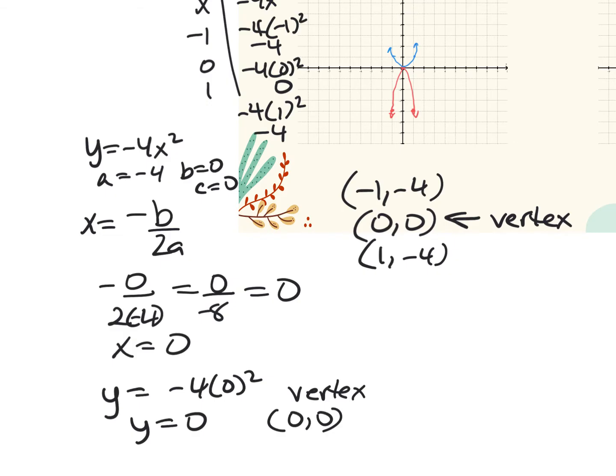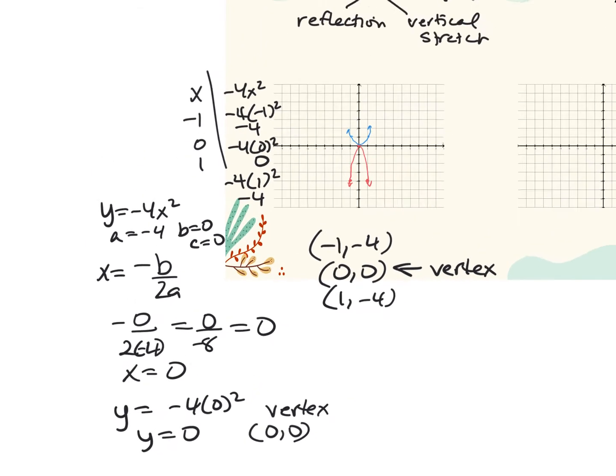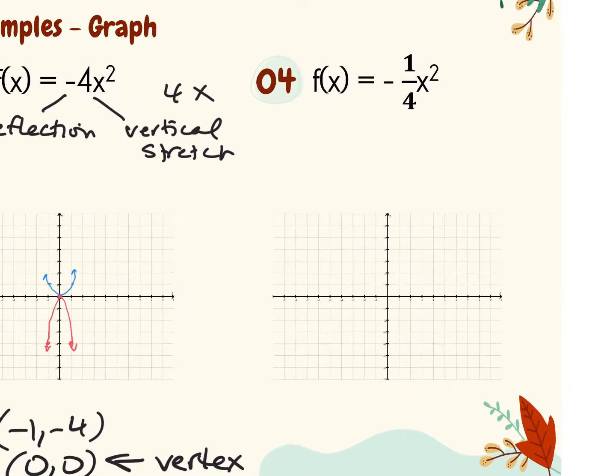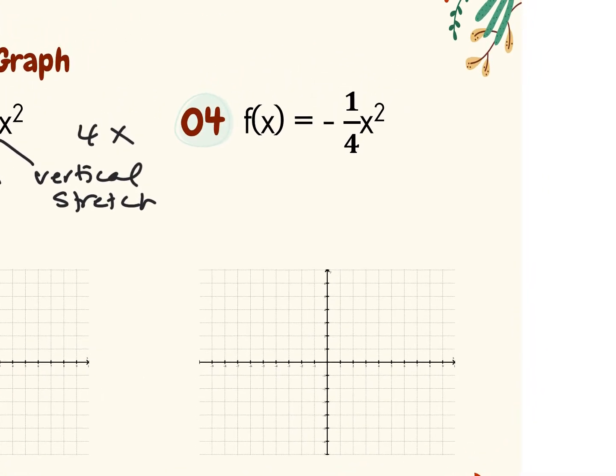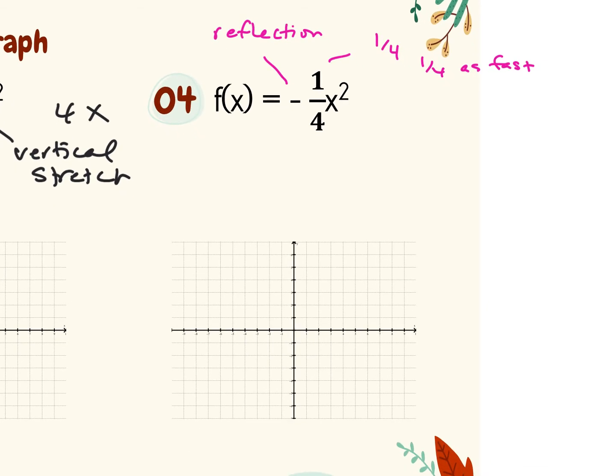We're going to do the same thing on number 4. We're just going to do a table, and then we're going to graph it. So let me go ahead and do number 4 here. So again, I'm just going to do a table. Again, notice the negative sign here in the front. This is indicating that it's going to be a reflection from the parent. And then the 1/4 tells me that it's going to go 1/4 as fast as the parent. So again, let me just get some ordered pairs here.